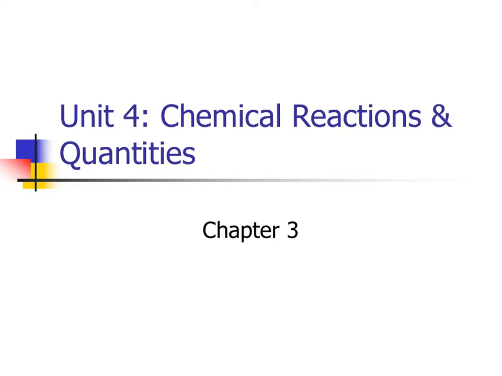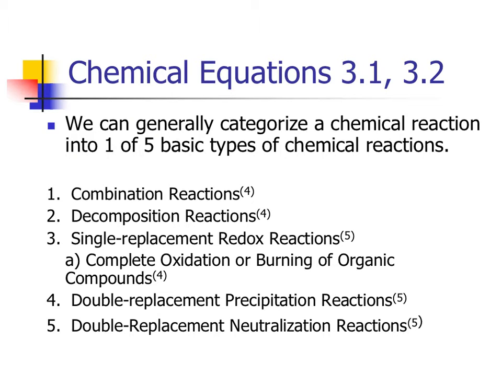So we'll continue talking and working through Unit 4, chemical reactions and quantities, still more focusing now on the chemical reactions part, okay? We are going to look at this, and we have basically 5 or 6 different types of chemical reactions. There are combination reactions that are also called synthesis reactions.